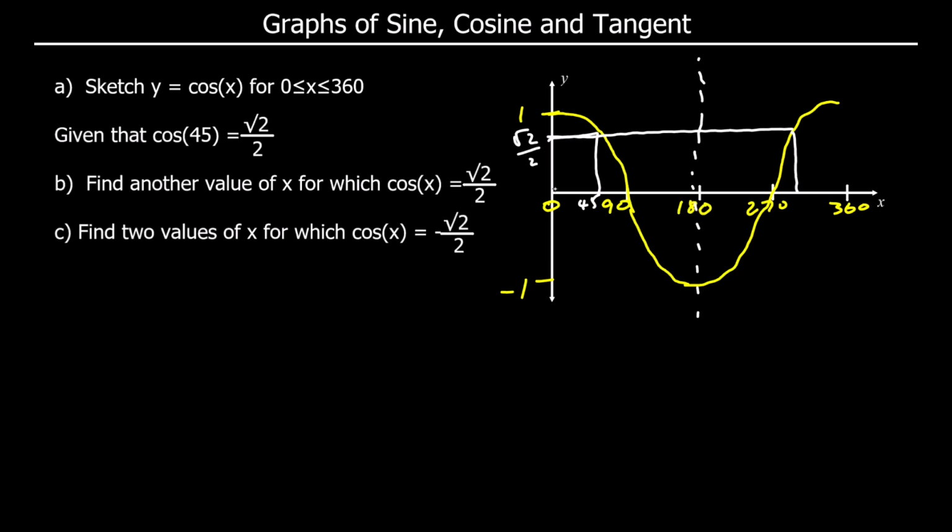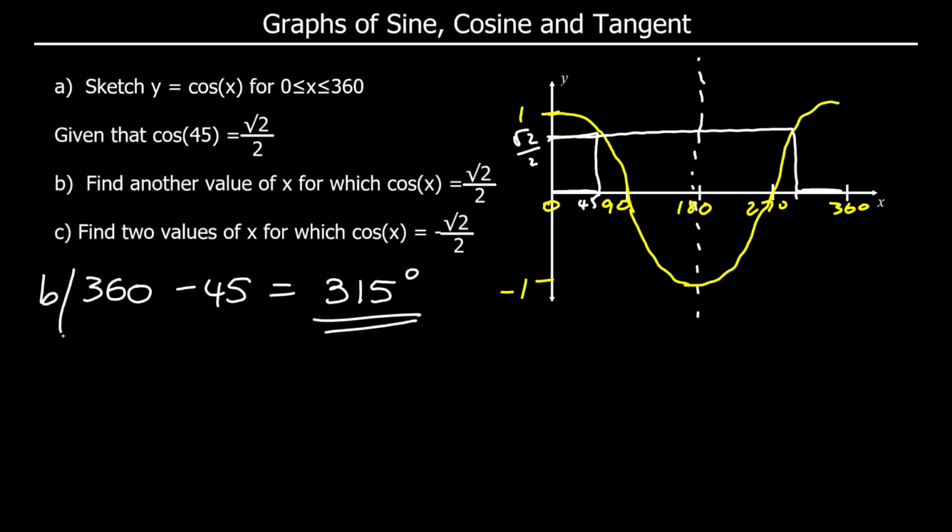And we can say this gap here between 0 and 45 is the same as this gap here between 360 and our second answer. When we have cos, we can get the second answer by doing 360 minus the first answer. So 360 minus 45 will be 315 degrees. Find two values of x for which cos x equals negative root 2 over 2.